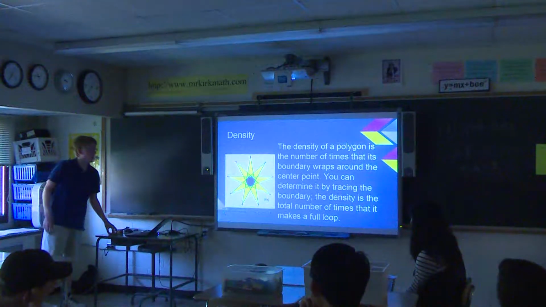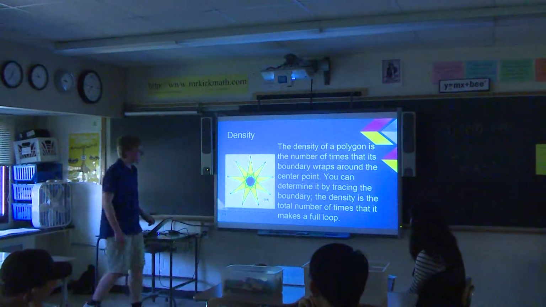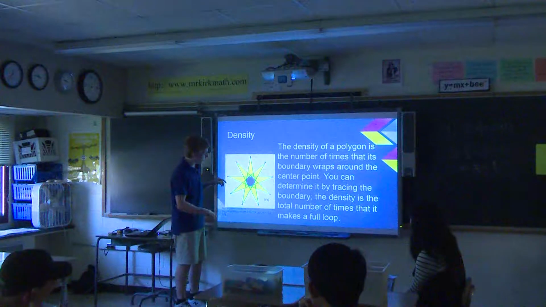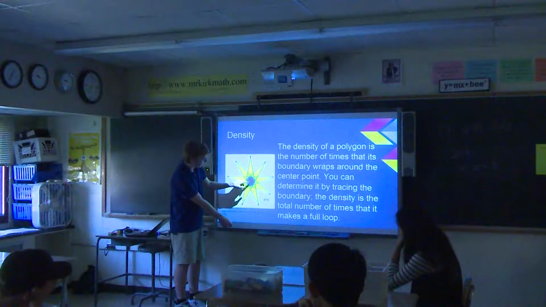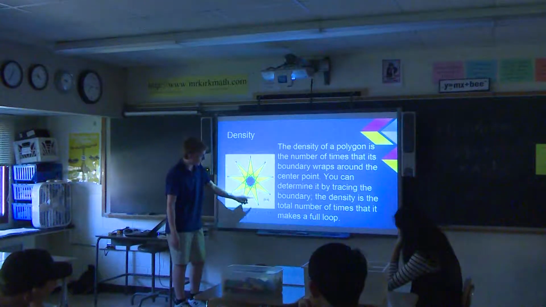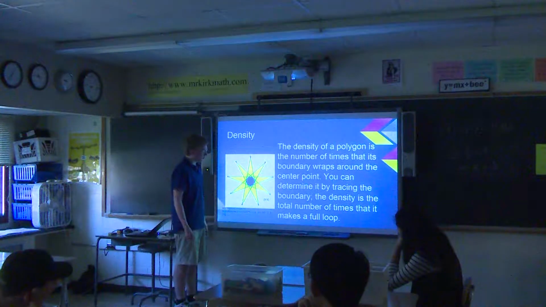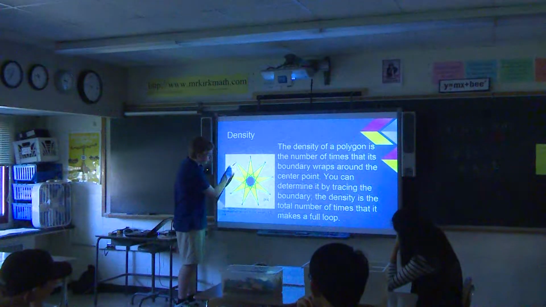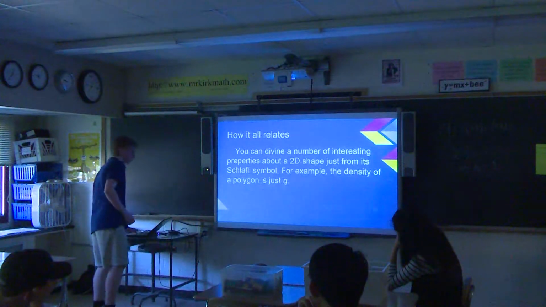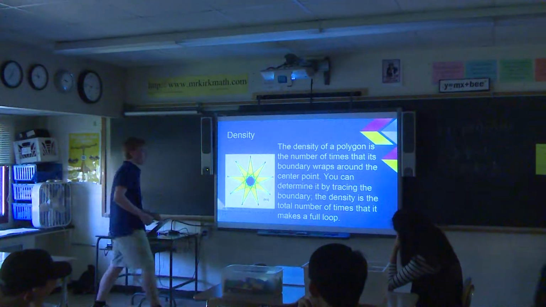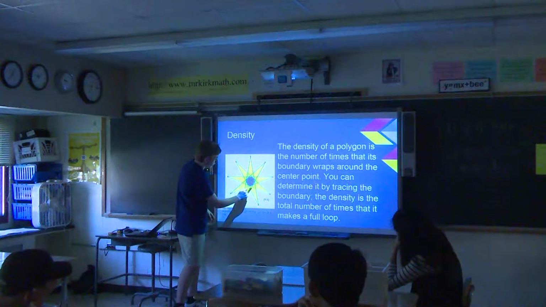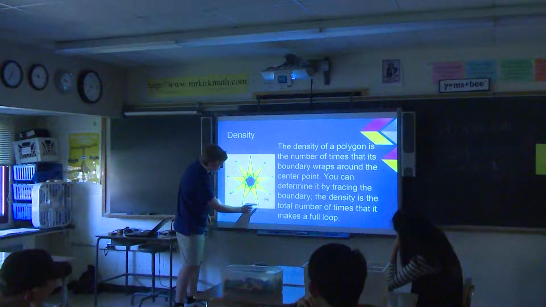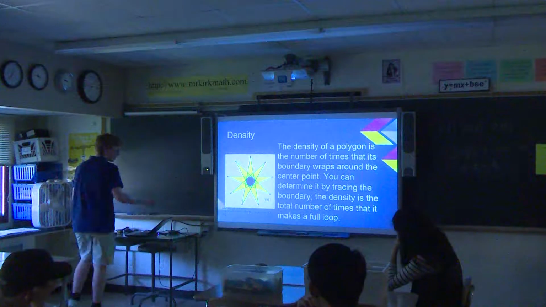You can determine it by tracing the boundary. You draw an imaginary line or ray from the center to any vertex. Let's use this one. Then, starting from that vertex, follow the boundary around, and every time you touch that line, increment your count by 1. So we start out, moving over, we cross it once there, so that's 1, 2, 3, and here we just touch the line at the vertex. So in this case, the density of this one is 4.